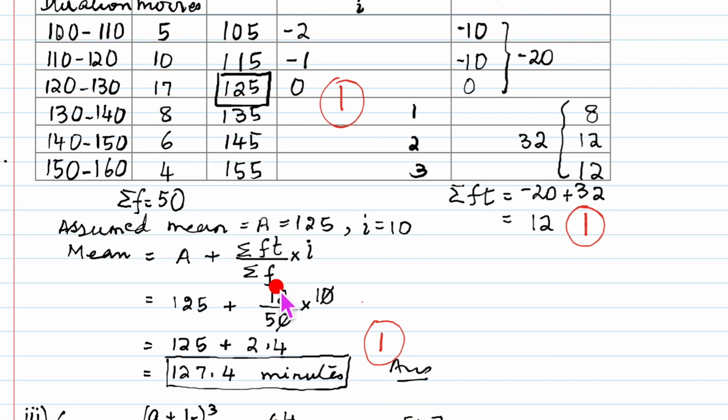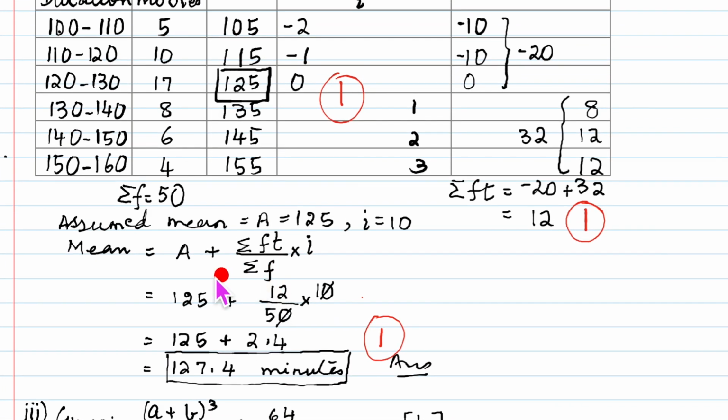And so we will use the formula mean is equal to a plus sigma ft upon sigma f multiplied by i. a is 125, sigma ft is 12, sigma f is 50 multiplied by i, that is 10. I have written the value over here. So 125 plus 0 cancels, and 12 upon 5 is 2.4.